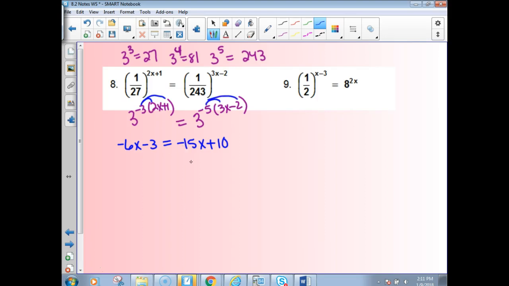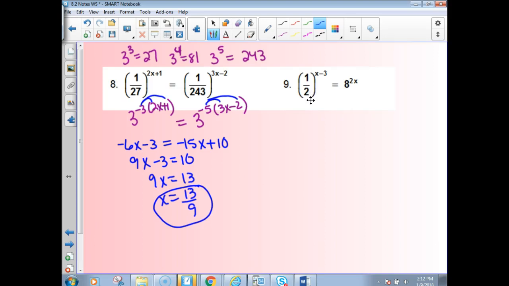Okay, I would add 15x to both sides, which would give me 9x minus 3 equals 10. Okay, then I add 3, get 13. Then I divide by 9. Is this correct? Yeah, I've got 13/9. I just don't remember it, so. All right, great.